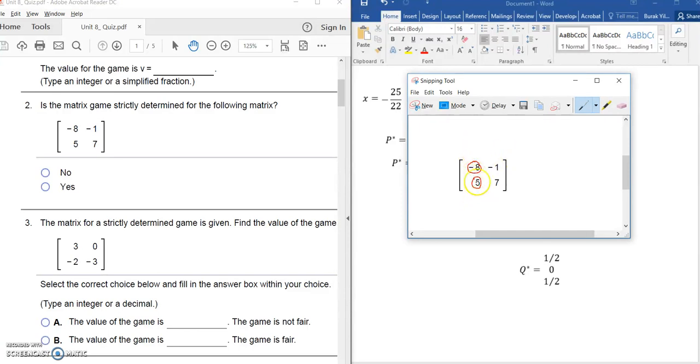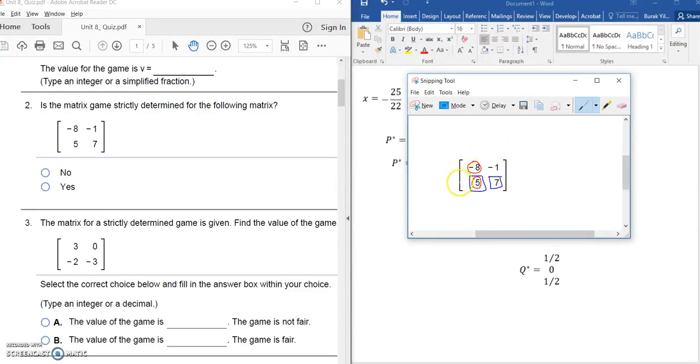for the maximum valued entry in each column. So in column 1, we got -8 and 5. So obviously, let me make this blue. So obviously, 5 is larger than -8. So we put a box around 5. And then in the second column, -1, 7. Obviously, 7 is the largest value.